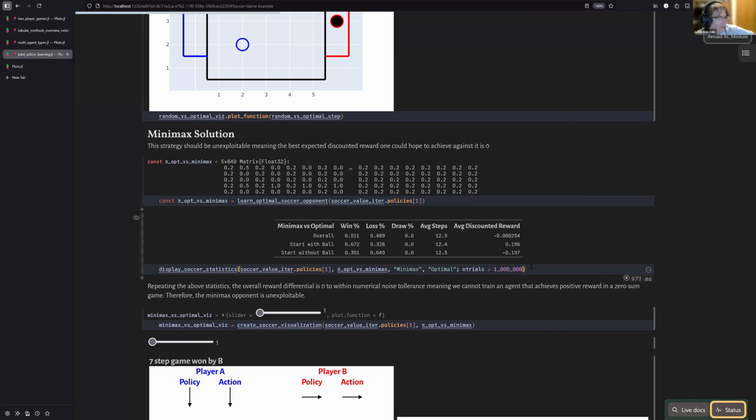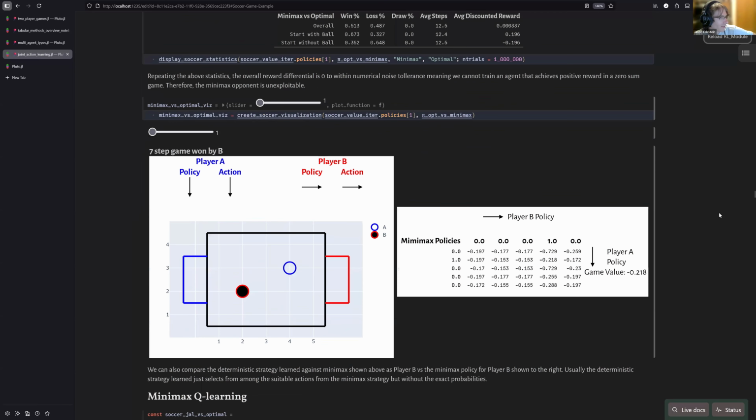It's negative now, but I think with numerical noise, here it's a slightly positive value, but this value is just within the numerical noise of 0. So this proves that we can't exploit the minimax opponent, because the best we can do against it is this solution, but the reward is 0. And we can see what the opponent looks like.